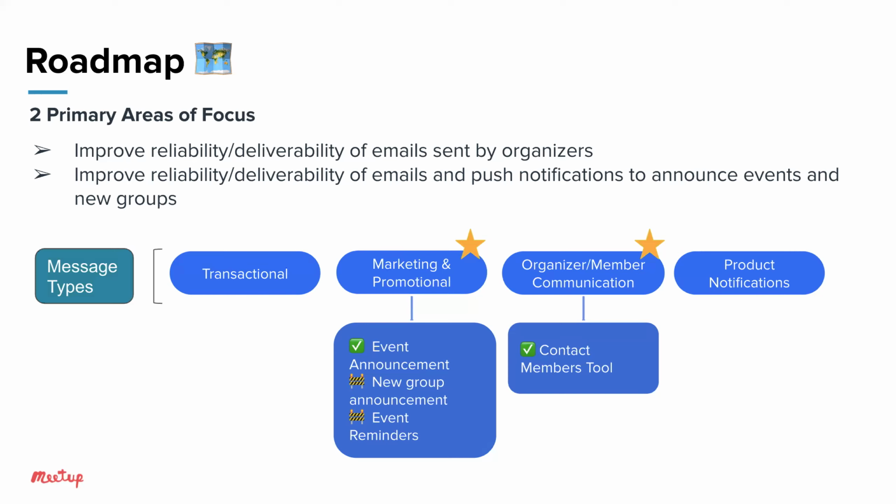By improving, our engineers have actually rebuilt the infrastructure, all of that plumbing and piping that goes into powering these emails and push notifications, by moving them off of homegrown systems and taking advantage of newer technologies that give us the ability to increase performance and debug future issues. You'll see we already migrated a couple areas by the green check marks shown on this slide. And by migrating both the event announcement template and the contact members tool, organizers can feel confident that their emails are being received by their members.